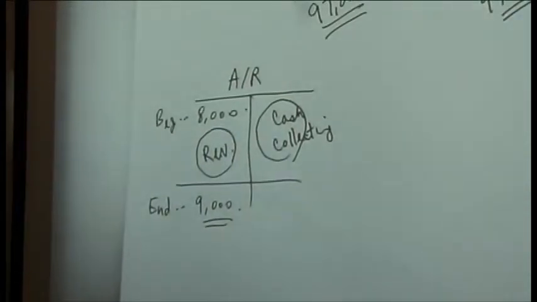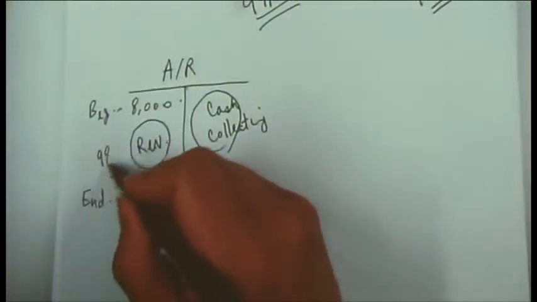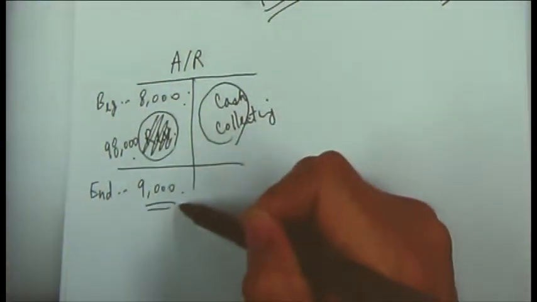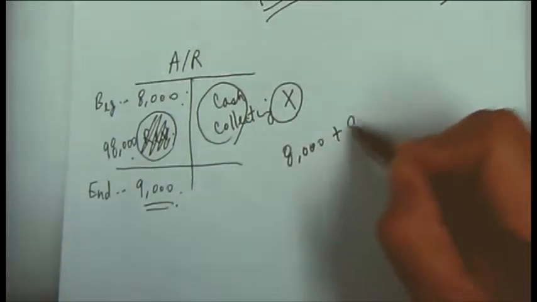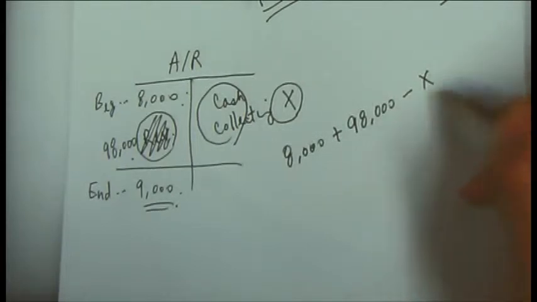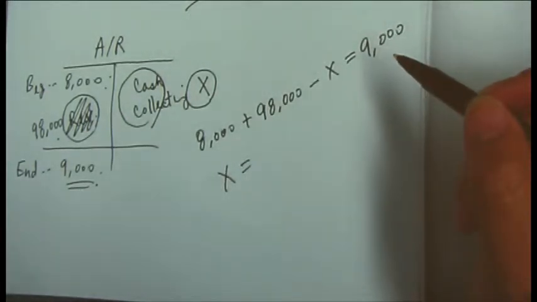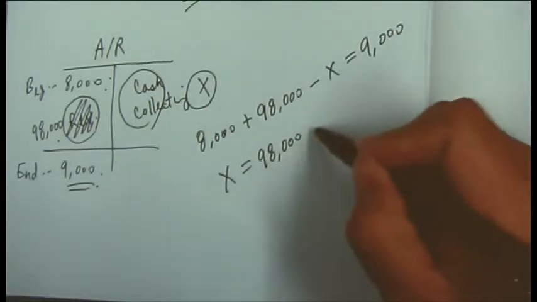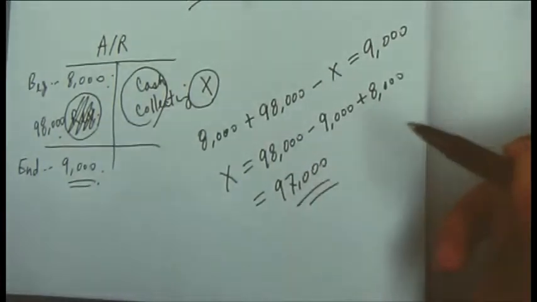So what's given here? If you're looking at the income statement, what's given? Sales revenue is given. So I'm going to just plug in the sales revenue, 98,000. Algebraically, 8,000 plus 98,000, does it come out to 9,000? Heck no. What's the missing piece? Like a cash. So 8,000 plus 98,000 minus x has to equal 9,000. So solve for x, please. 116 minus 9,000. Is it 97? 97 must be cash received.